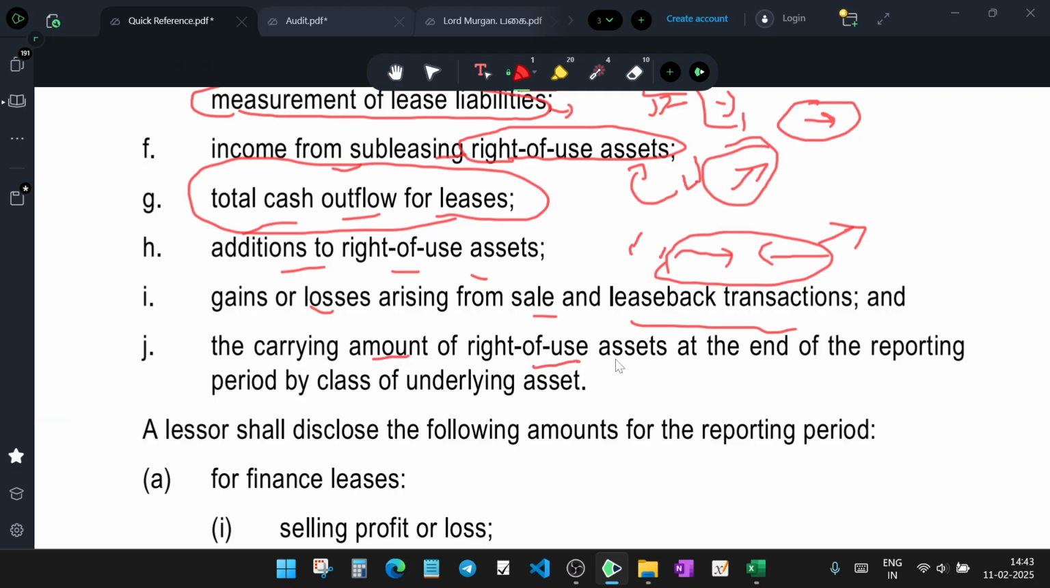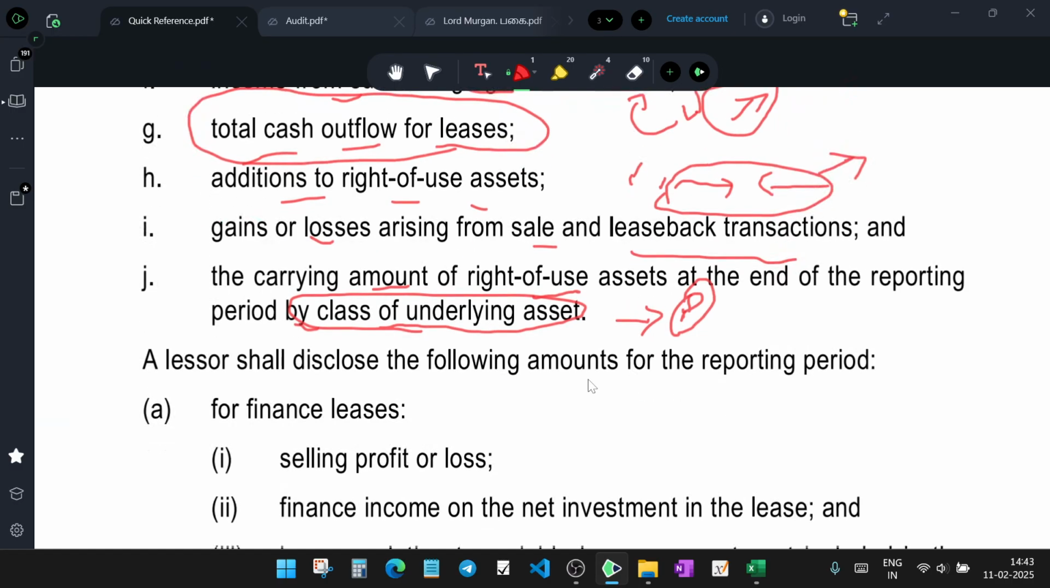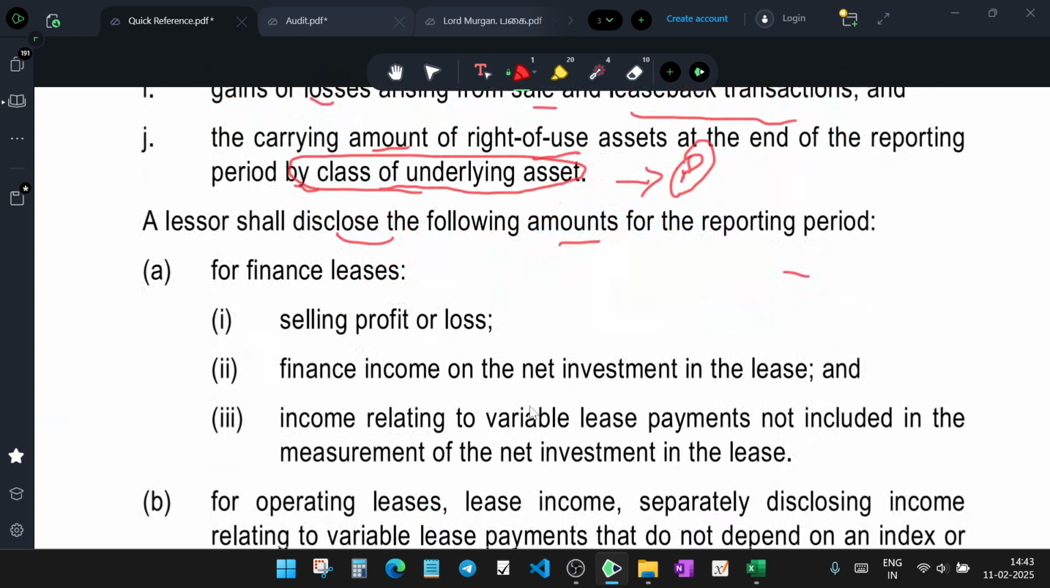Carrying amount of asset at the end of the reporting period by class of underlying asset. So this is a finance lease. So this is the total carrying amount of this. Need to mention. Lessor shall disclose the following amounts for the reporting period.